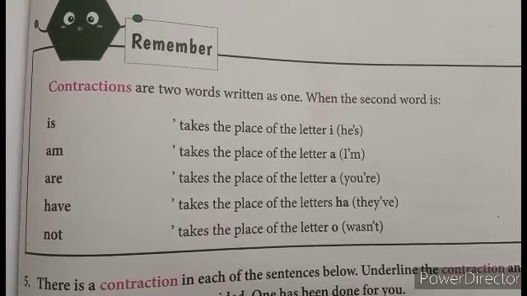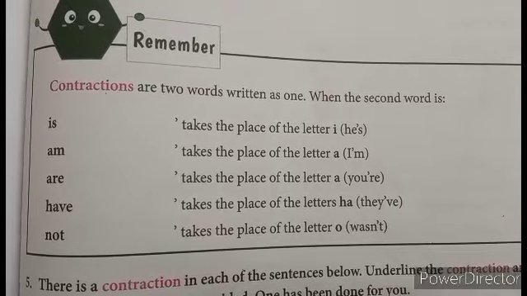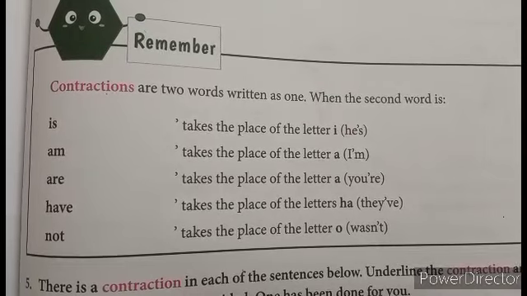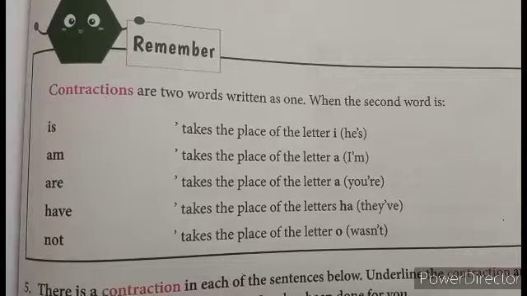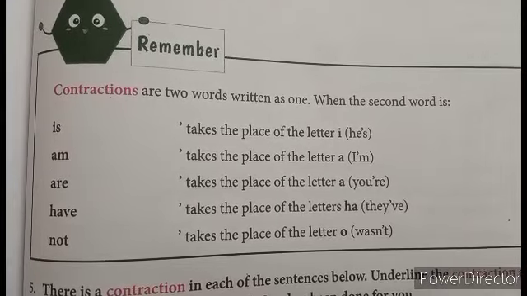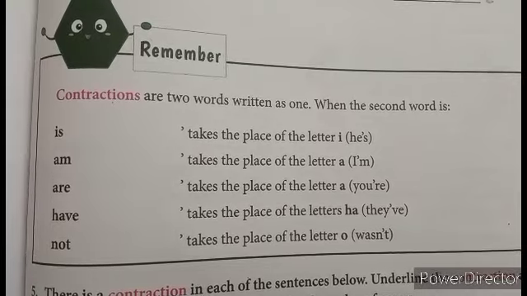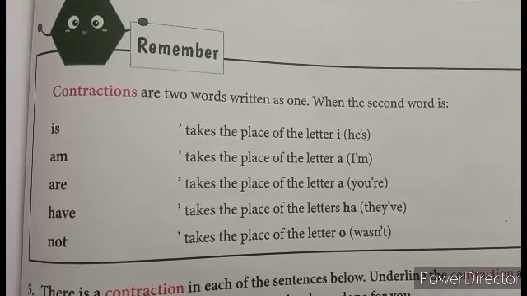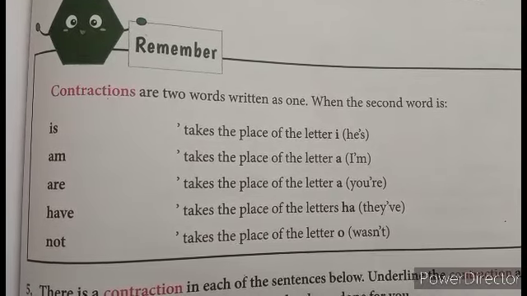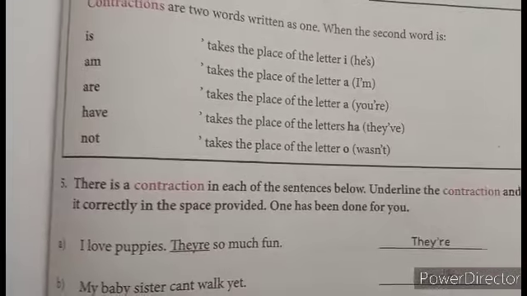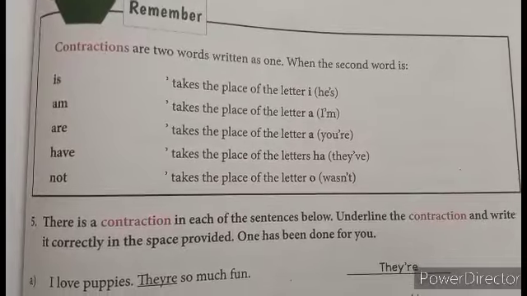Now little learners, we had revised contractions. We had seen that the shortened form of two or more words to form one word is known as a contraction. A contraction contains fewer letters than the original one. Now it's time to give you homework.